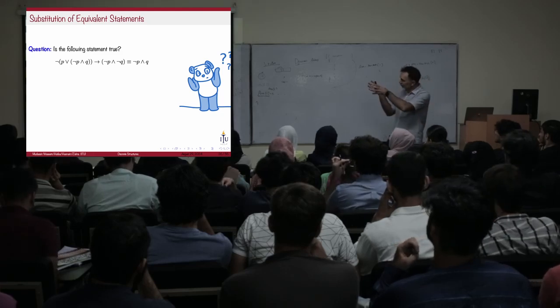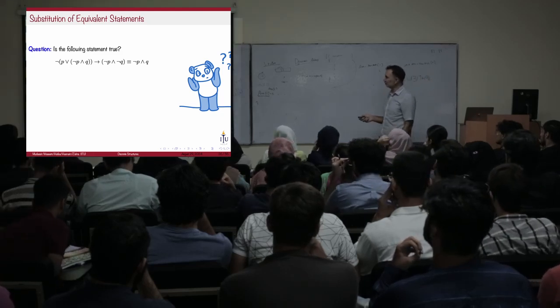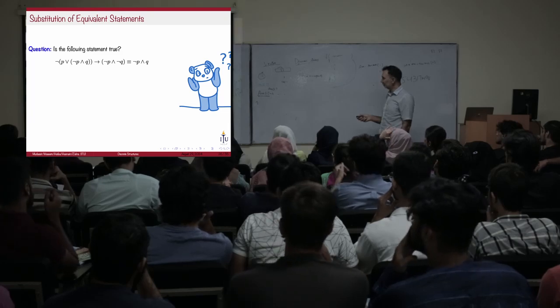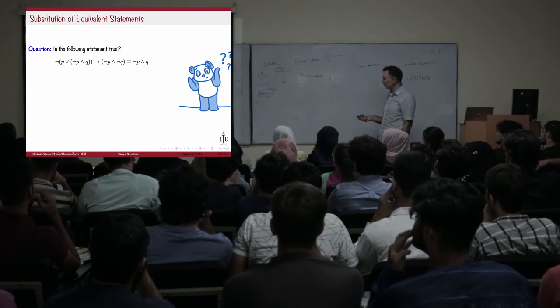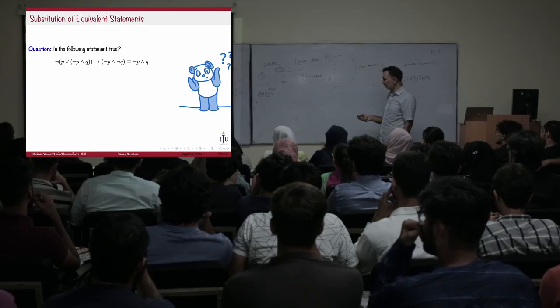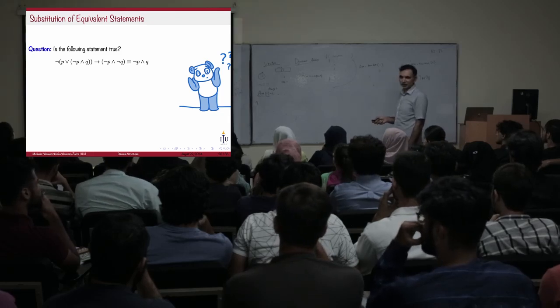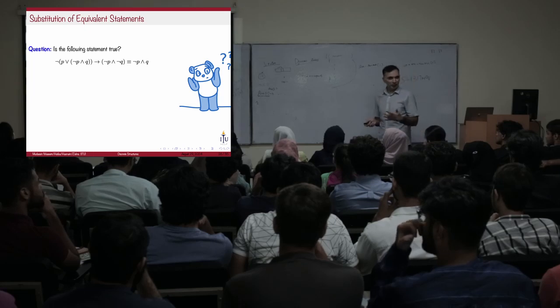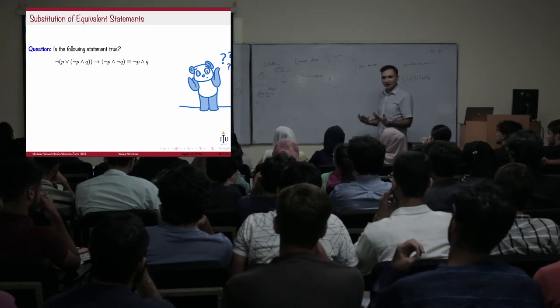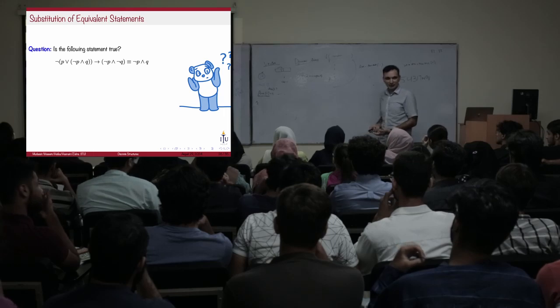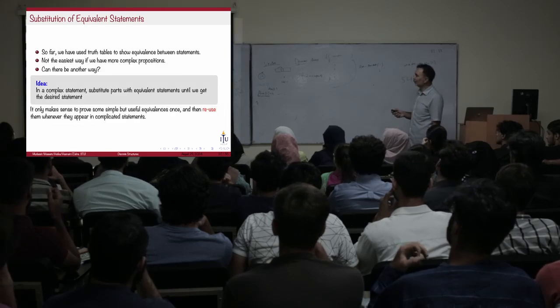Because you would have to construct the truth table of this part, then this part, then the negation of this part, and then this part, and then this part, right? You can't probably do it on one page. So we need new, more modern technology to find the equivalences of statements. Okay, and here's one of them.